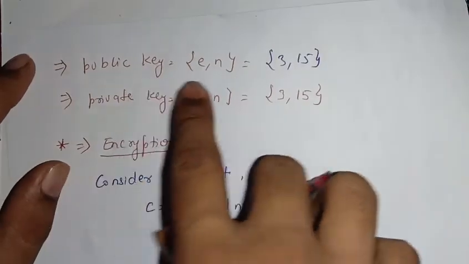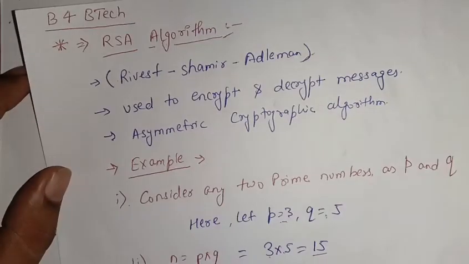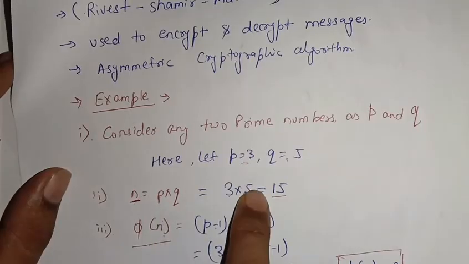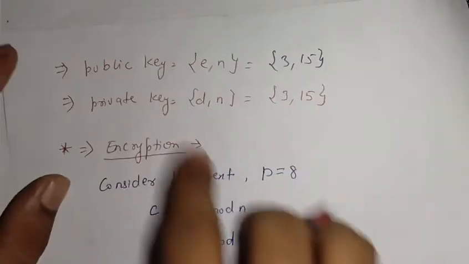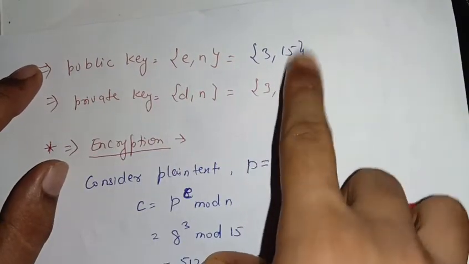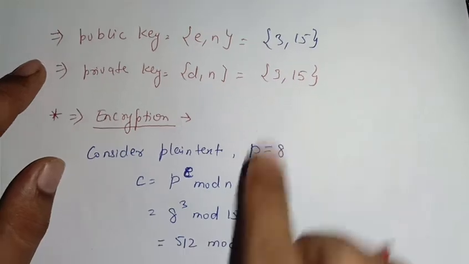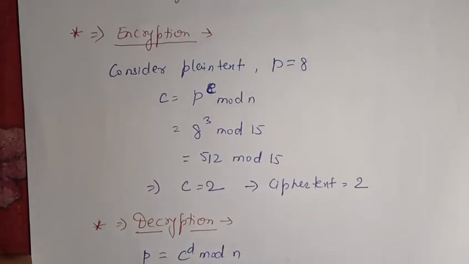So the public key will be E comma N, that is 3 comma 15. N will be 15. At the starting only we calculated this N value, the multiplication of both prime numbers. So the public key is 3 comma 15 and the private key is 3 comma 15. Both the keys are 3 comma 15. Now we will do our encryption and decryption technique.